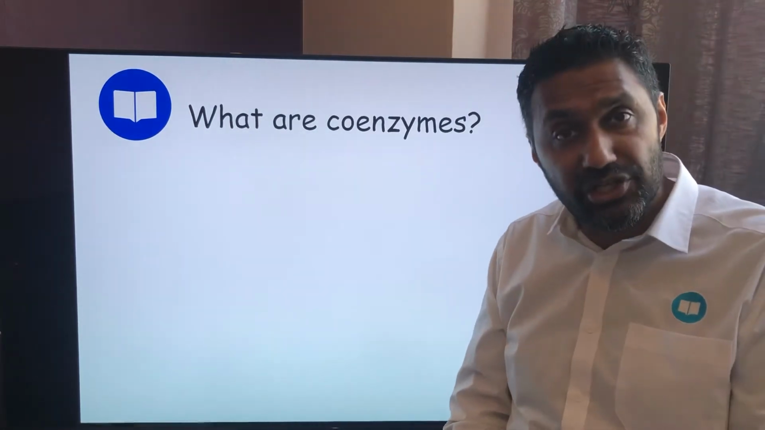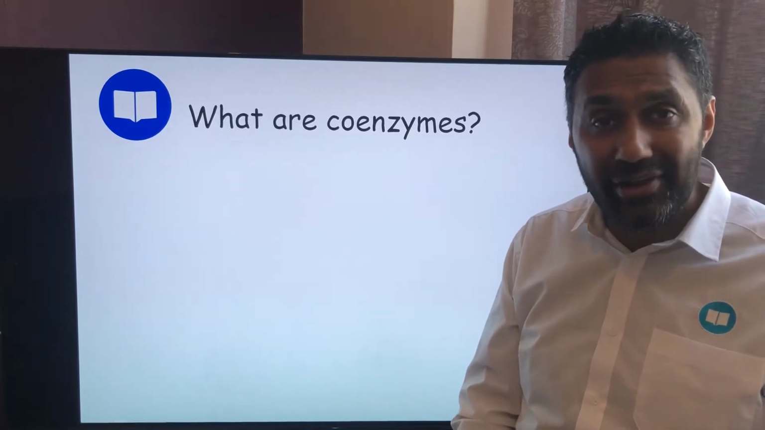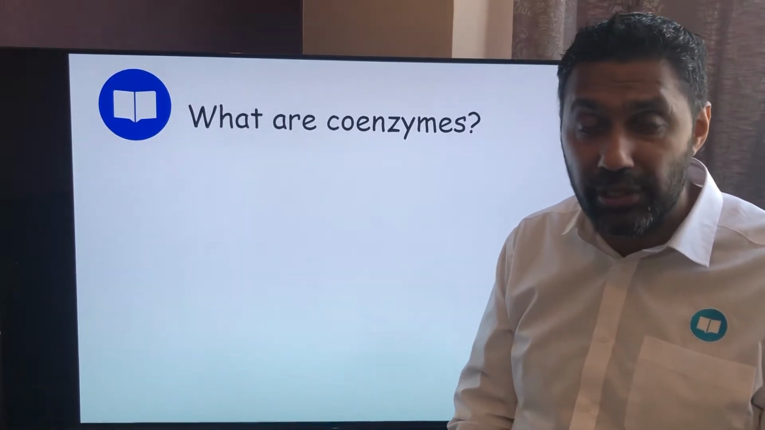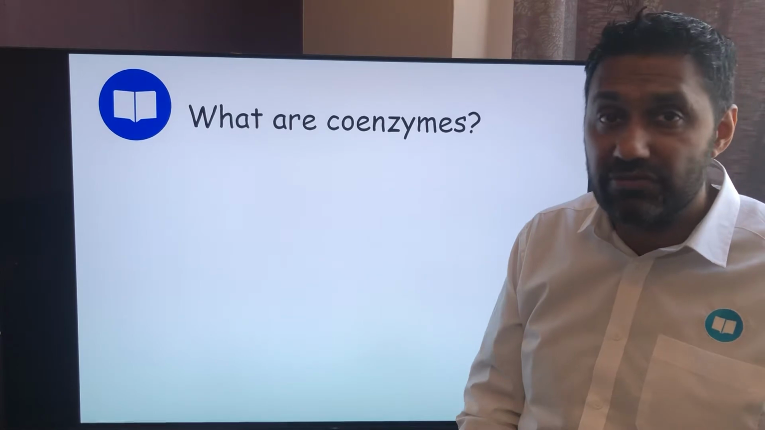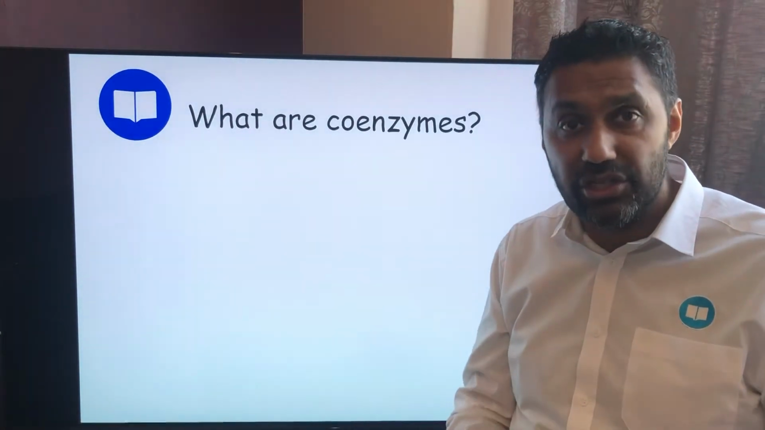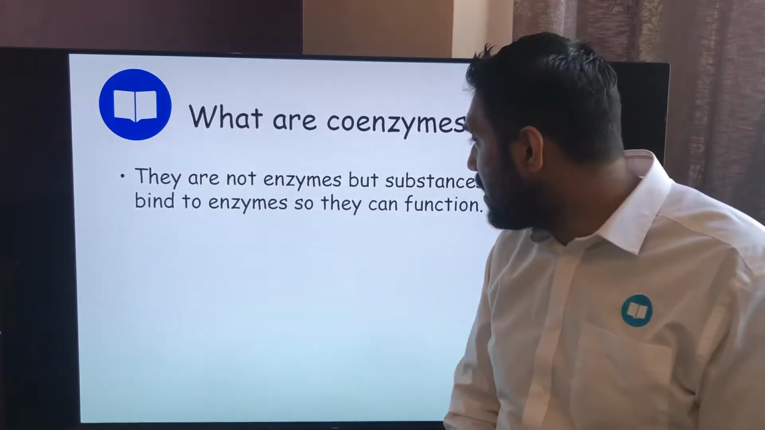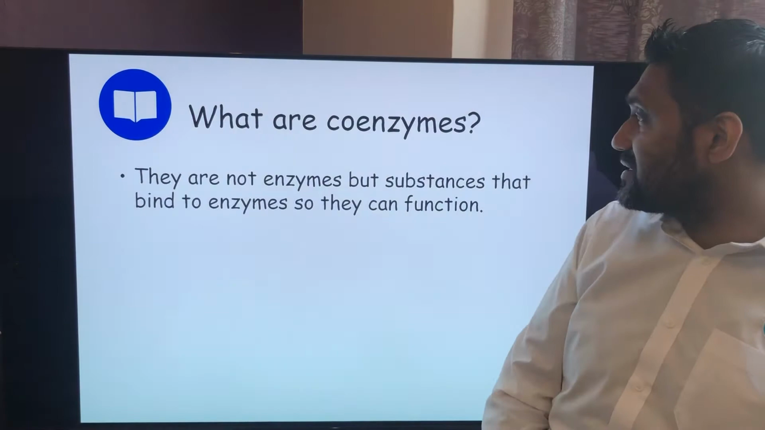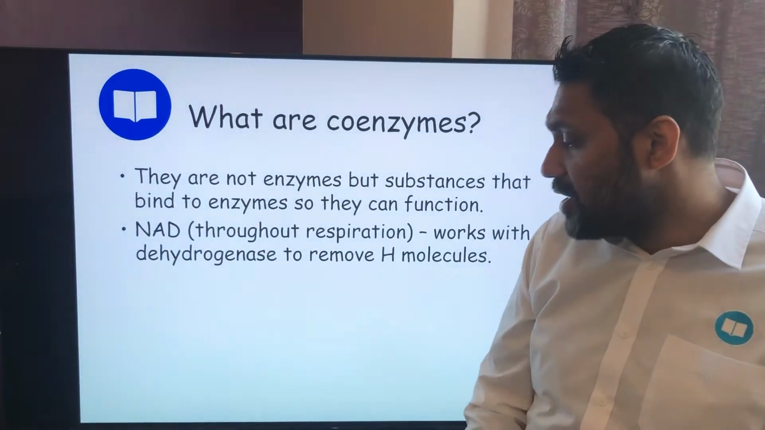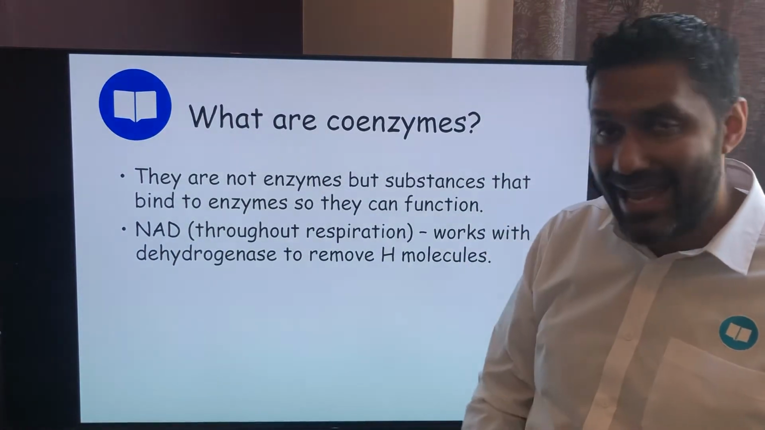Photosynthesis and respiration are both biochemical pathways requiring enzymes for their reactions to occur. Now, these enzymes don't usually just function on their own. They need other chemicals to bind to them so that they can function efficiently. And that's what these coenzymes are. So they are not enzymes in their own right. They are substances that bind to enzymes so they can function. The most important one for respiration is NAD.